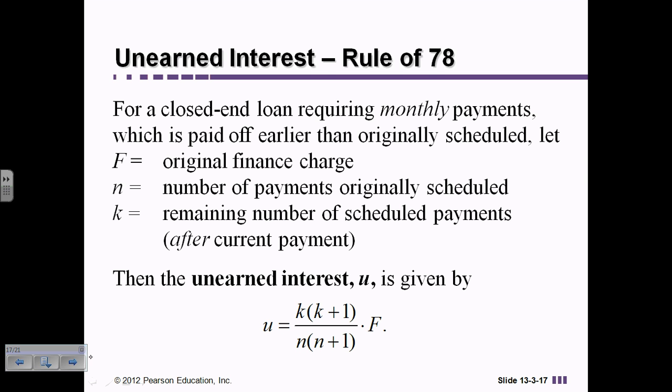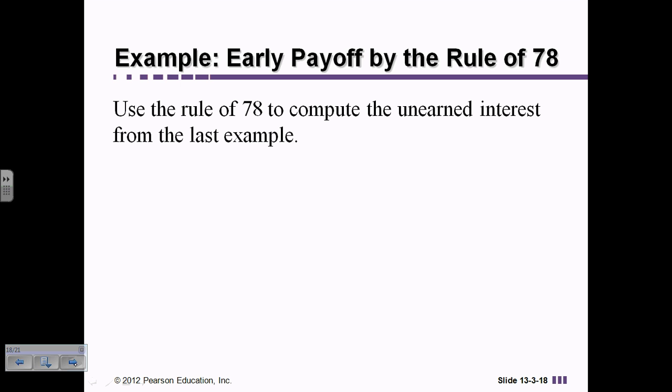Let's look at this. Use the Rule of 78 to compute the same problem. So for the same problem, K would be 12 because we have 12 payments left.